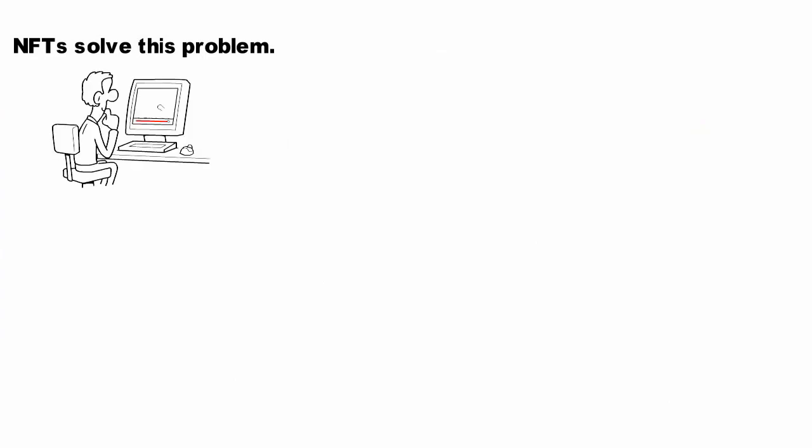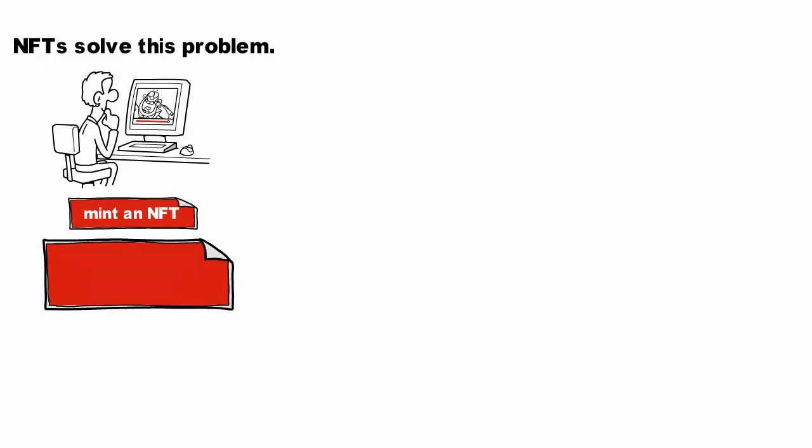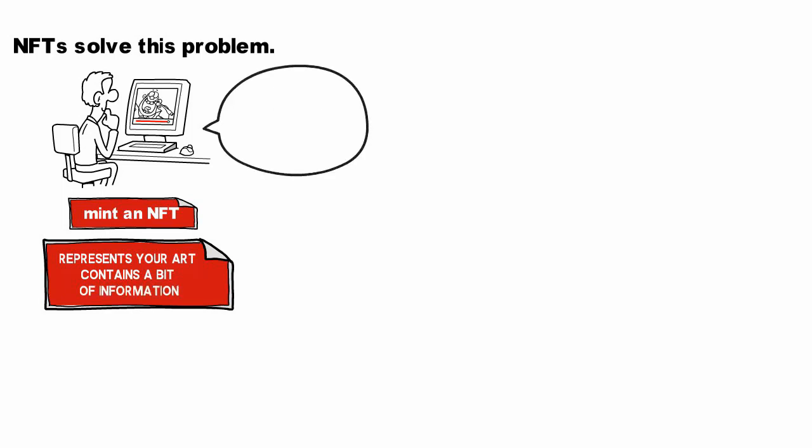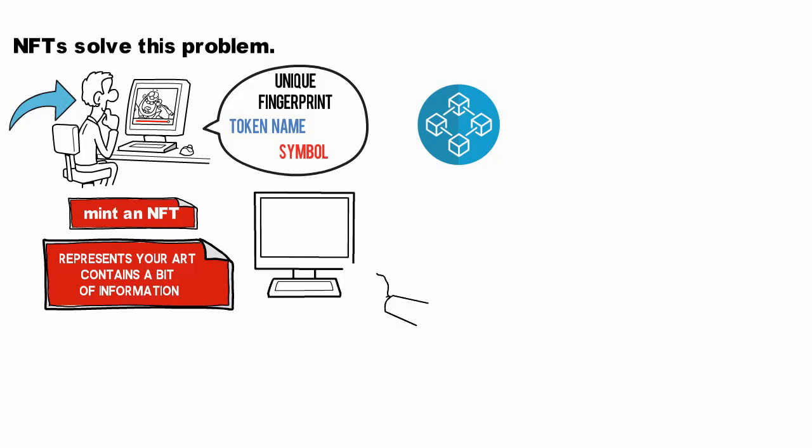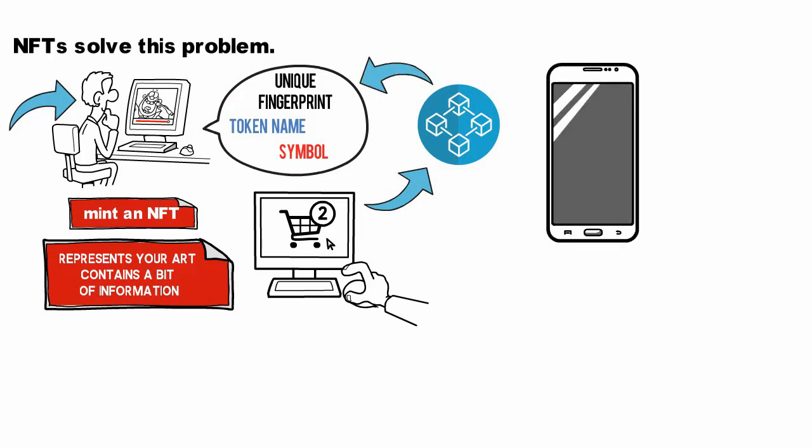Imagine that you made a piece of digital art, essentially a JPG, on your computer. You can create, or mint, an NFT out of this. The NFT that represents your art contains a bit of information about it, such as the unique fingerprint of the file, a token name, and the symbol. This token is then stored onto a blockchain, and you, the artist, become the owner. Now you can sell the token by creating a transaction on the blockchain. The blockchain makes sure that this information can never be tampered with. It also allows you to track who's the current owner of a token and for how much it has been sold in the past.